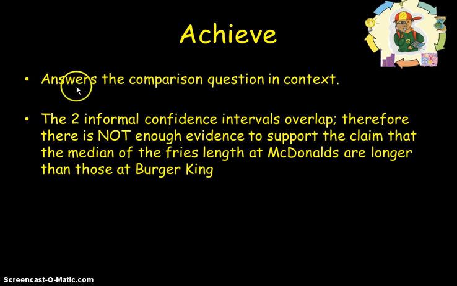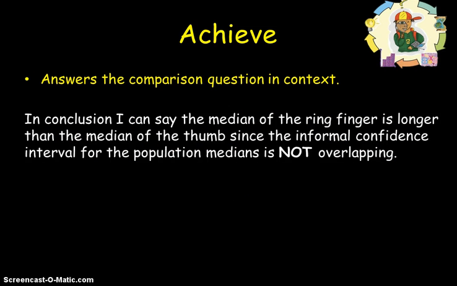Let's have a look at this example. So answer the question in context. The 2 informal confidence intervals overlap, therefore there is not enough evidence to support the claim that the median of the fries lengths at McDonald's are longer than the median, I should put the median, of those at Burger King. That's one example. You might also have the opposite.